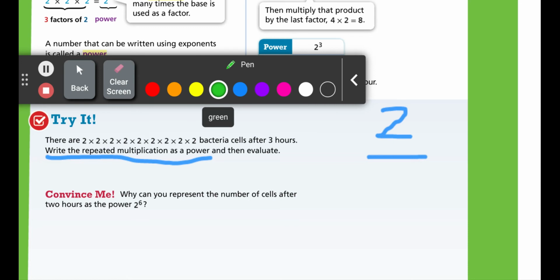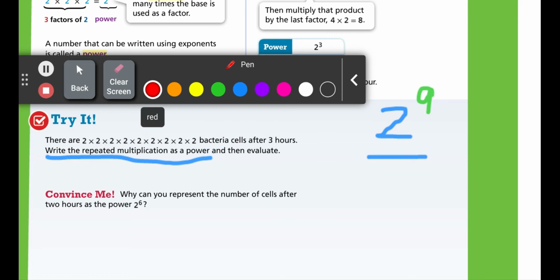What is the power? Well, I'm going to count. How many 2's do I see? 1, 2, 3, 4, 5, 6, 7, 8, 9. So this exponent should be written as 2 to the 9th power. Now it asks us to evaluate this. Okay, that means we have to be doing a lot of multiplication. So we can use a calculator and carefully plug it into our calculator.